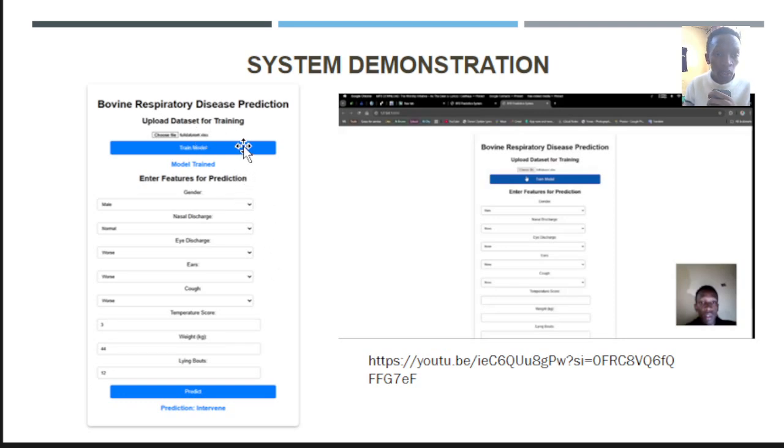So far, according to the data set that we used, it asks us these details, and after entering these details or a sample, it predicts according to those samples whether a farmer should intervene and go check that cattle or take it for treatment or not.